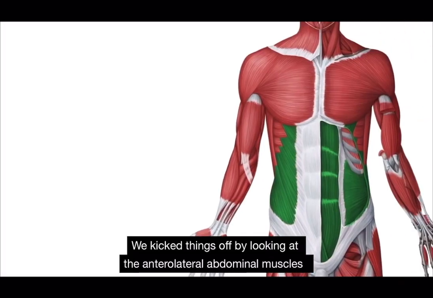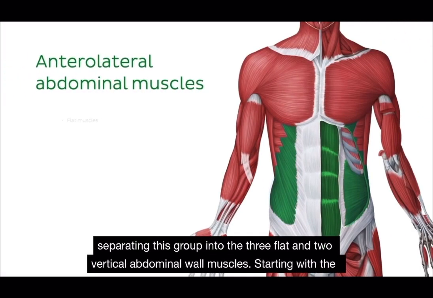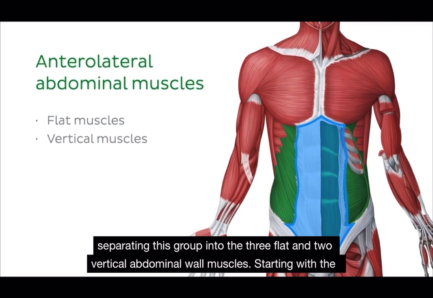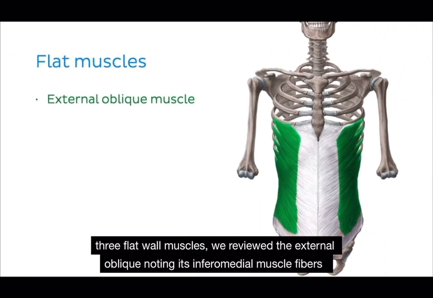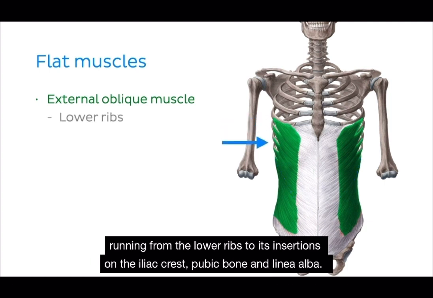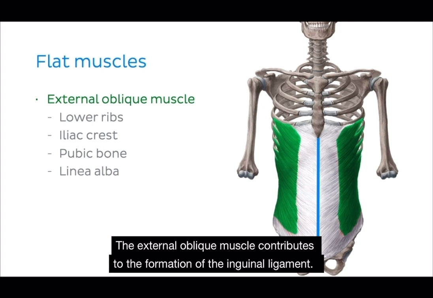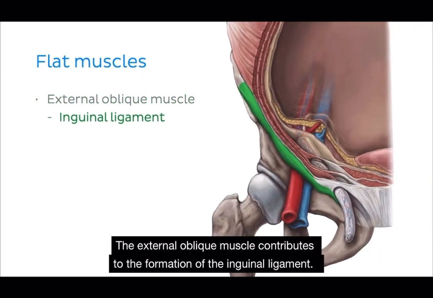We kicked things off by looking at the anterolateral abdominal muscles, separating this group into the 3 flat and 2 vertical abdominal wall muscles. Starting with the 3 flat wall muscles, we reviewed the external oblique, noting its inframedial muscle fibers running from the lower ribs to its insertions on the iliac crest, pubic bone, and linea alba. The external oblique muscle contributes to the formation of the inguinal ligament.